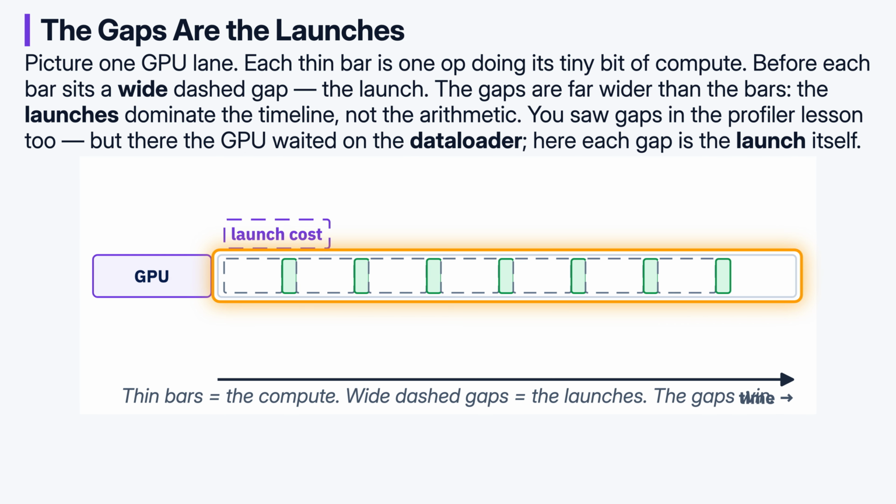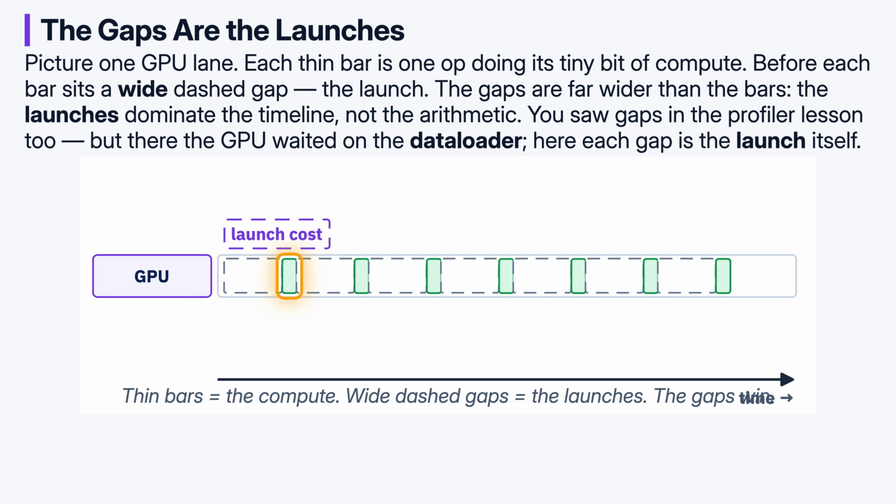Picture one GPU lane. Everything runs on the single timeline from left to right. Each thin bar is one op. It does its tiny bit of compute. There are many of them in a row. Before each bar sits a wide dashed gap. That gap is the launch. The gaps are far wider than the bars.